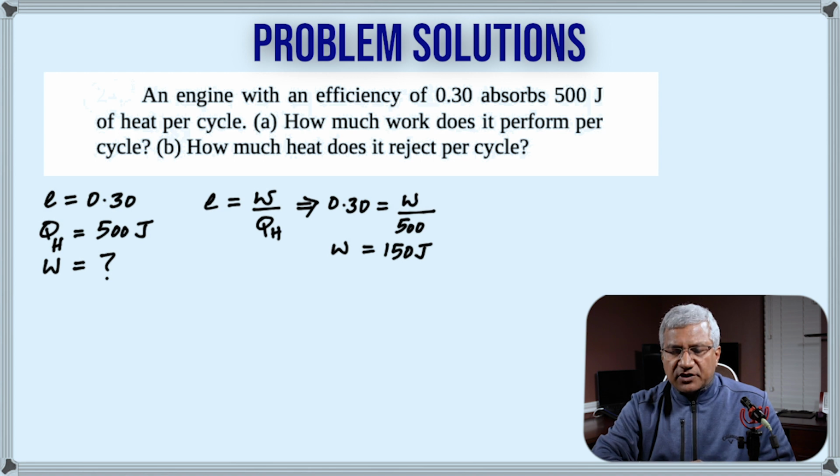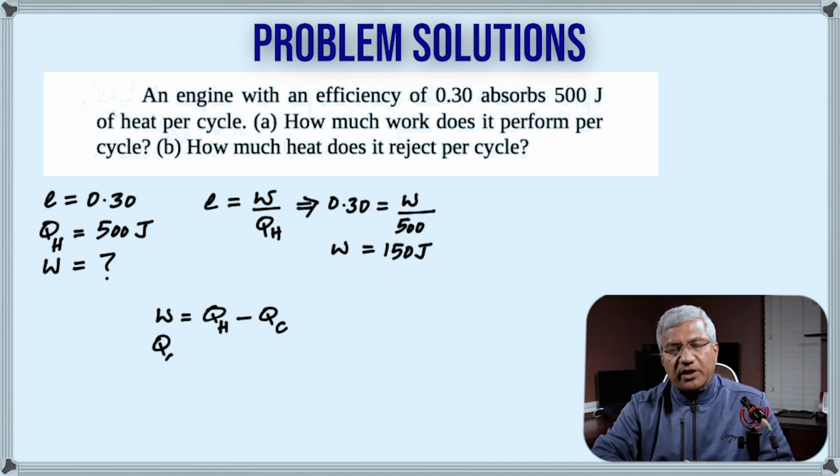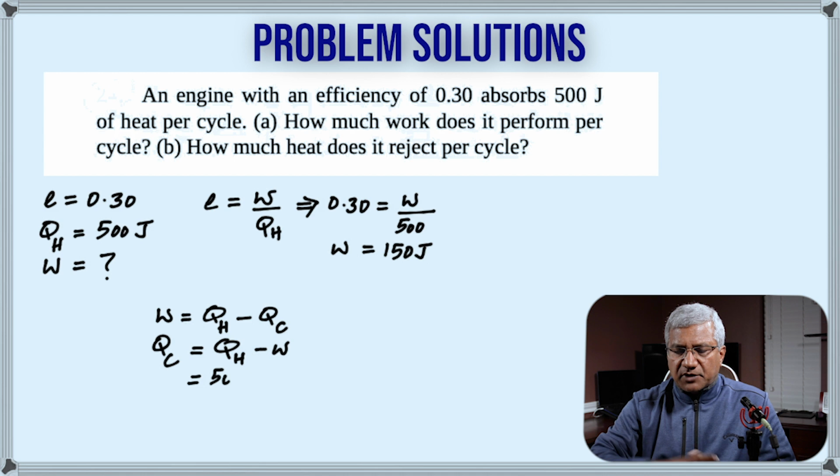In the B part, it says how much heat does it reject per cycle, which is QC. So we're looking for QC. That's easy because work is QH minus QC. We have the work and we have QH, so not a big deal. QC is QH minus work, which is 500 minus 150. That comes out to be 350 joules. That's how we do that question.